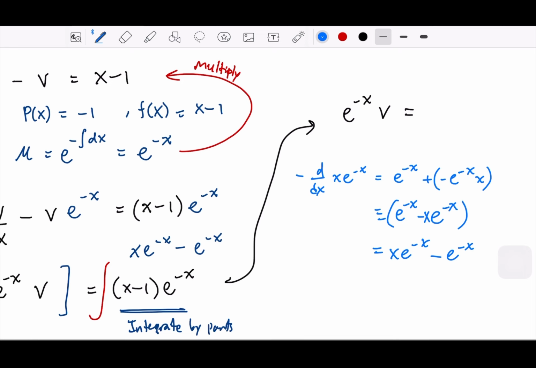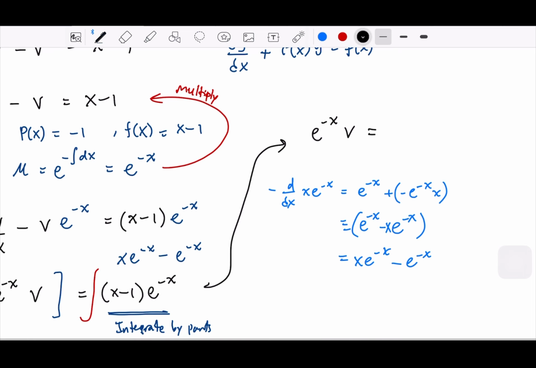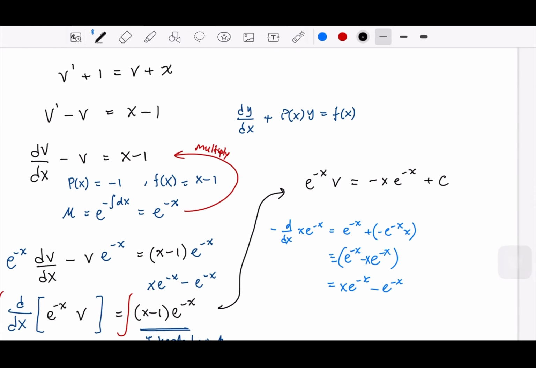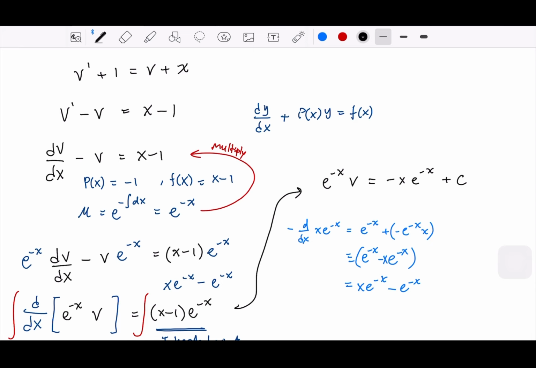So we get here negative x e with power negative x. Don't forget to add the constant. And since we have the initial value, where is my initial value? Oh, it's up there. Let me write it again.